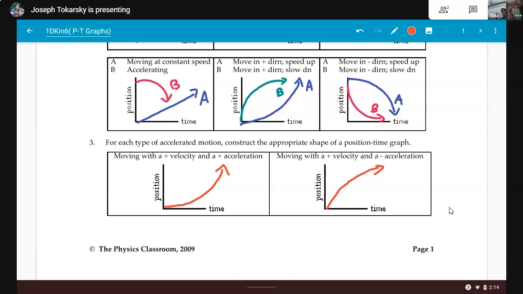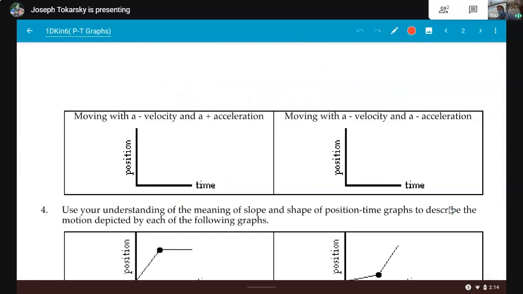And we have 2 more variations of that at the top of the next page. Everybody good so far? All right, flip to the next one.